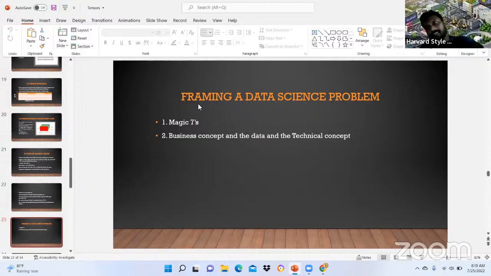So the last day I mentioned the magic sevens. When you were implementing our first implementation, you have to go through that Magic 7. Then, guys, they will be giving you a business concept. According to that business concept, you want to acquire data, and also you want to build the technical concept. You have to understand the business concept.